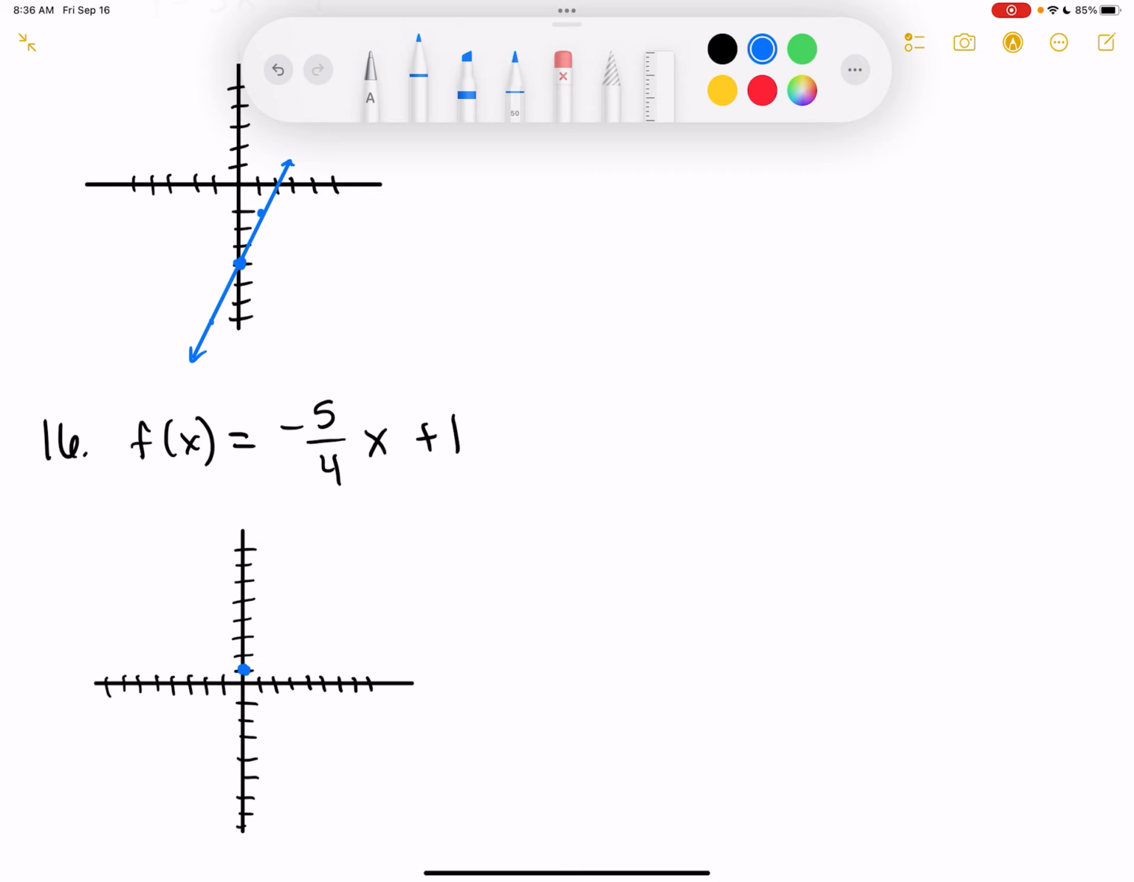The 5 is the up or down. Oh, whatever. Yeah, remember, it's rise over run. So the 5 is going to tell us that we're going, you can either go up 5 and back 4 or down 5 and right 4. So we'll just do a point going both ways. So 1, 2, 3, 4, 5. 1, 2, 3, 4. 1, 2, 3, 4, 5. 1, 2, 3, 4.